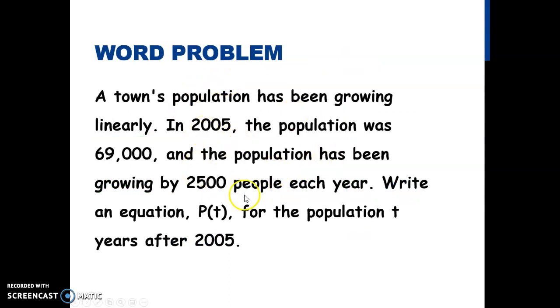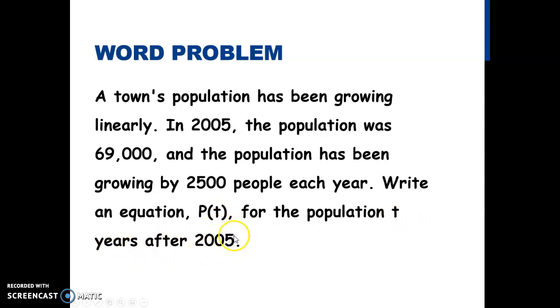Okay, let's get into a more involved one now. What I'm doing is I'm cheating. I'm going to the end and looking for what I'm supposed to do. I'm supposed to write an equation, and they want to use P of T, not the letter Y, and not using X, using the letter T. So that's where we've got P of T. And then T is years after 2005.